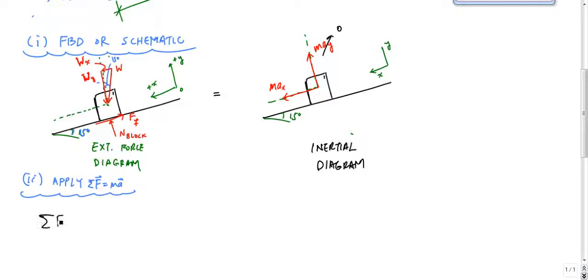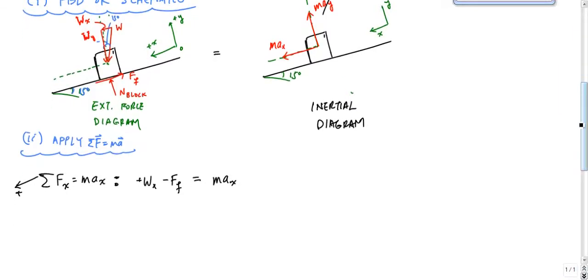So in the x direction, sum of the forces in the x equals max. My positive x is downwards this way. So my equation would be plus Wx minus F sub F is equal to max, with the external forces on one side. By pure geometry, Wx is W sine theta, so normally I would just write W sine theta minus F sub F equals max, and not mess around with this Wx business.